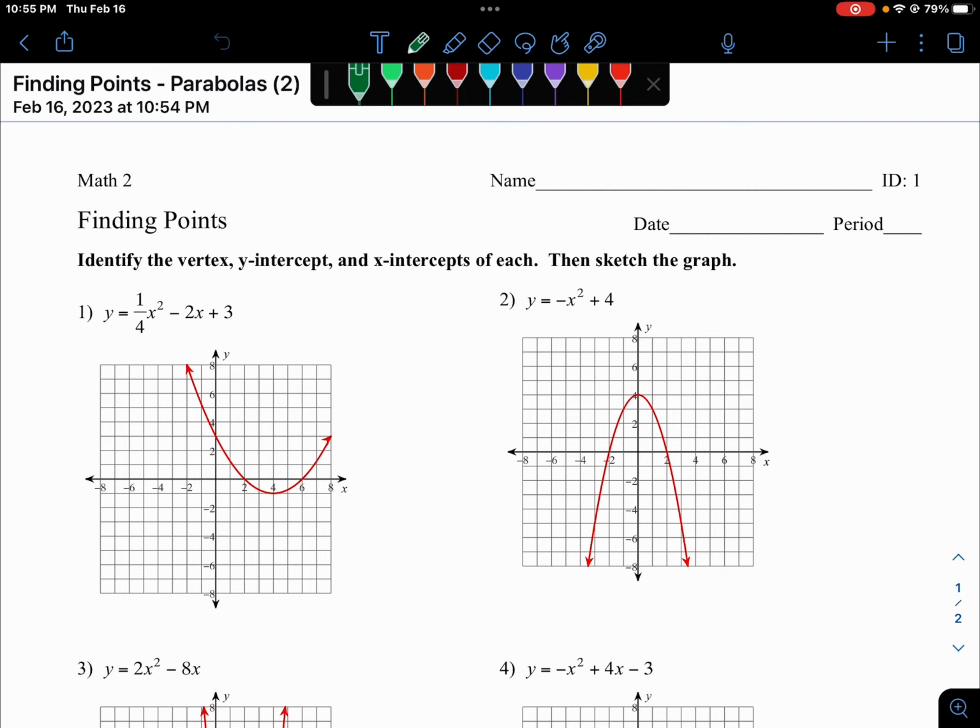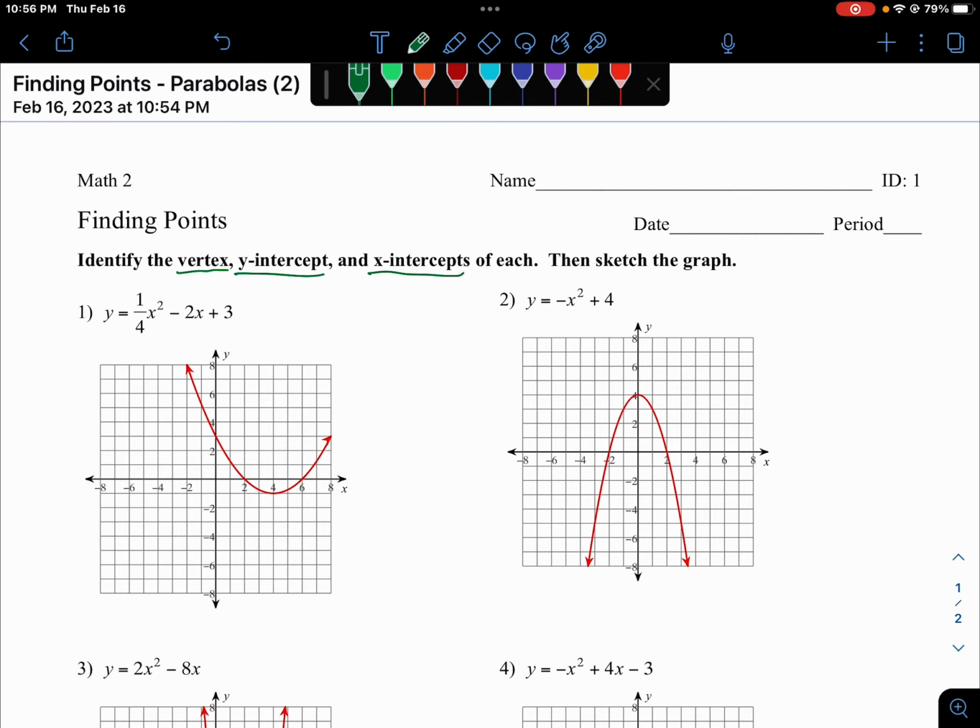But this I want to explain because this is somewhat new, and I just want to make sure that you understand it. So, just looking at the graph, we're trying to find what's called the vertex, the y-intercept, and the x-intercepts. You should know the y-intercept and x-intercepts from last year. Those terms should be a little familiar. The vertex is a little newer, but I'll explain it really quick.